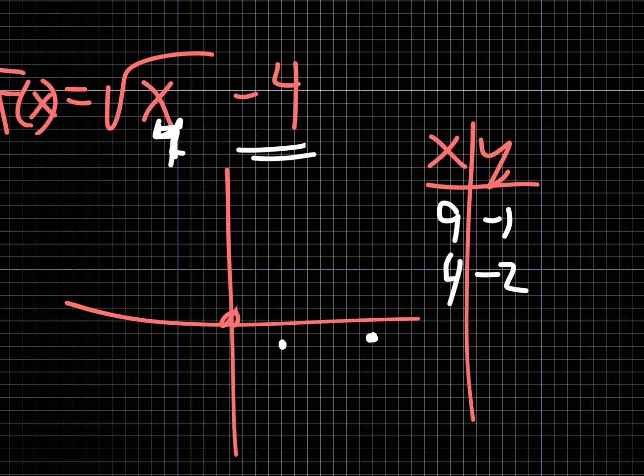And is there any other points that would work nice? Jack Breen, give me a point. 16 would, 16 is too, exactly, so that's probably too big. Think small numbers. Square roots of small numbers work nice. 1 works. Square root of 1 is 1. 1 minus 4, -3.